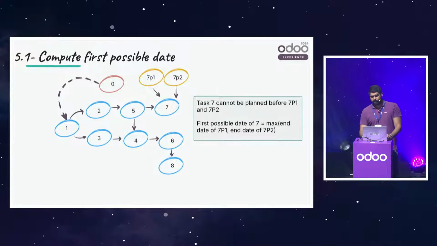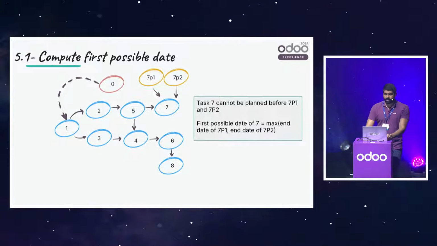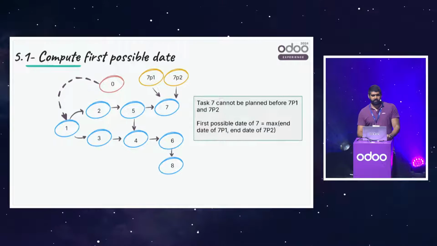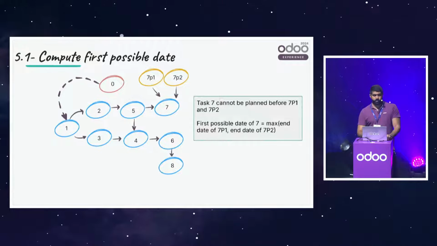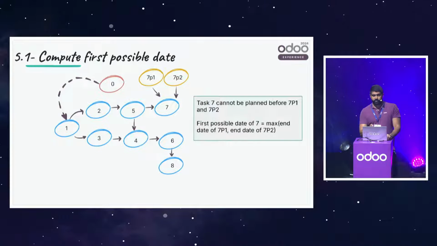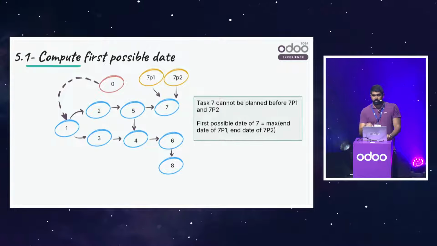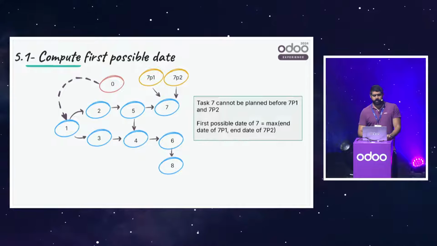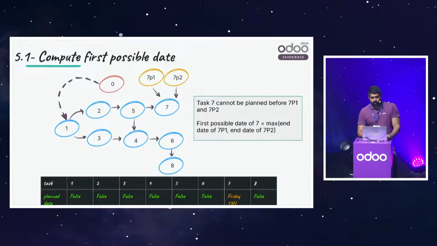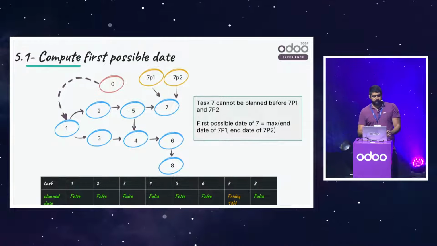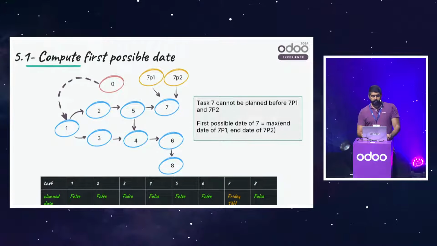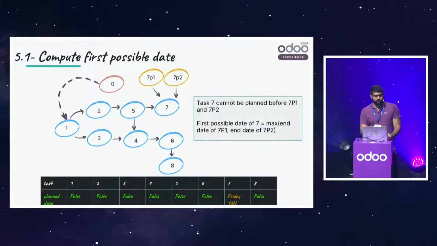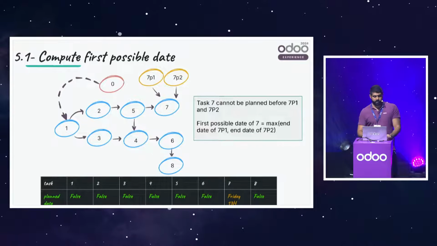You may ask, 5 also is blocking 7, so why can't we get the end date of task 5? Because all blue tasks should move. So the end date of task 5 will change when replanning it. And then we're going to update the first possible date in real time. So for task 7, it's, for example, Friday. And then for all other tasks, it's false because, as you can see, all blue tasks are not blocked by any other task.